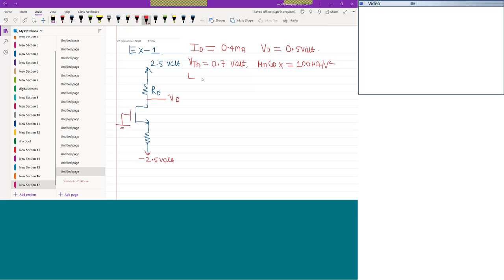L is equivalent to 1 micrometer and W equal to 32 micrometer. This is given, and we are interested in the value of RD and RS. Find the value of RD and RS.